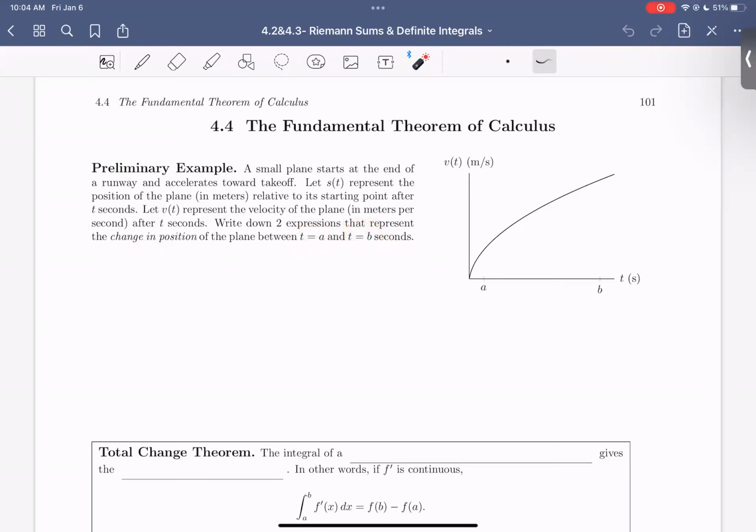So what I'd like you to do right now is to pause the video and think about this question and see if you can come up with two expressions on your own first. And then when you're ready, go ahead and continue the video.